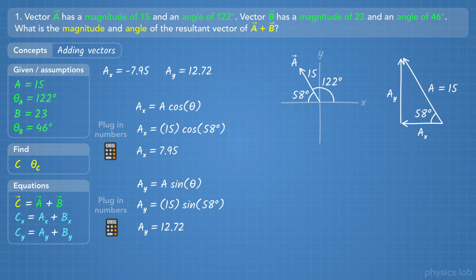But like we said, ax points in the negative x direction. And since we're adding vectors, we need to include that negative sign for things to work out.